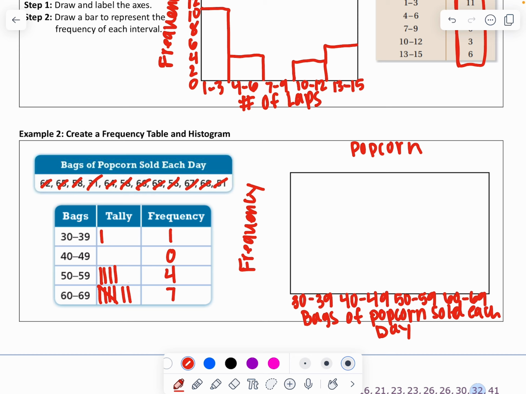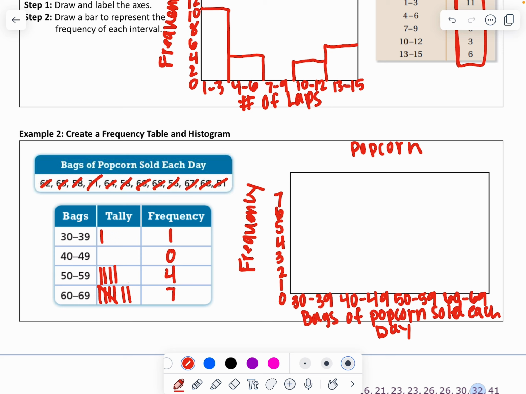And then on the left for the frequency, it needs to go up to 7. So I'm going to start with 0, and then 1, 2, 3, 4, 5, 6, 7. Keep in mind, when you do your frequencies, you can go up by any number you want. If you want to go by 2s, 3s, 5s, 10s, whatever's easiest for you should be what you would do.